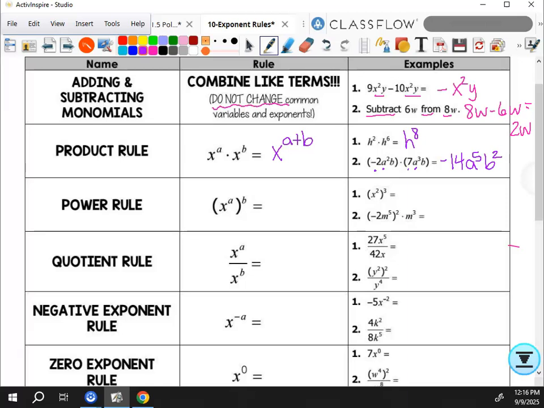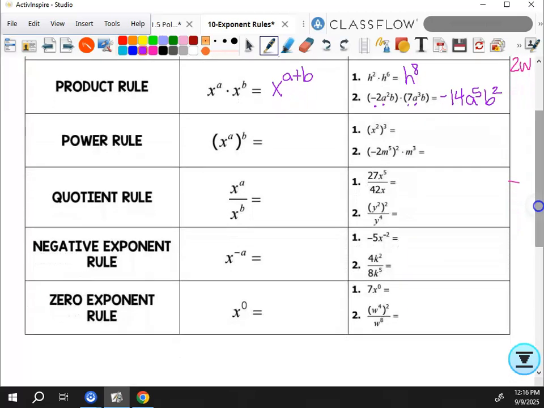Now, power to a power rule. This is where we get these two, the product and the power rule, kind of mixed up sometimes. We have x to the a power to the b power. This is when you multiply them. So this will be x to the a times b power.